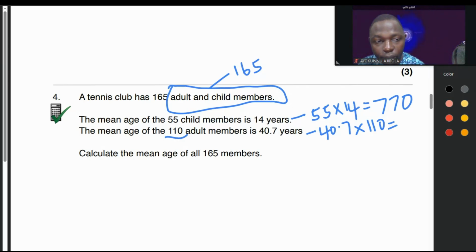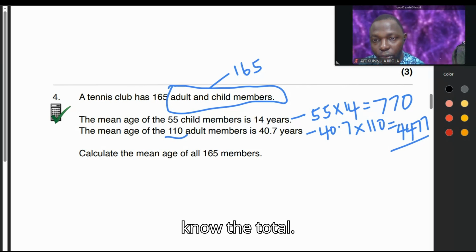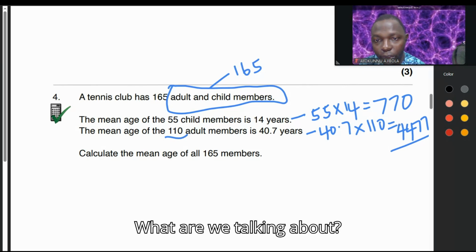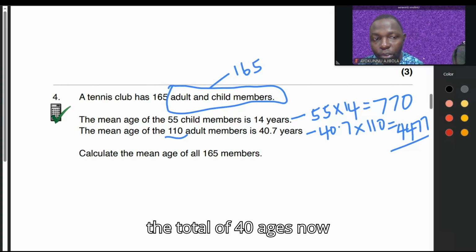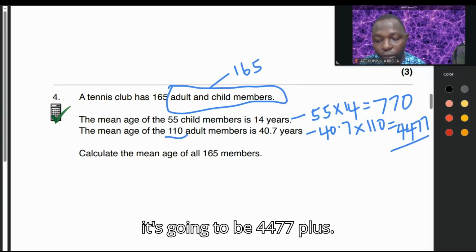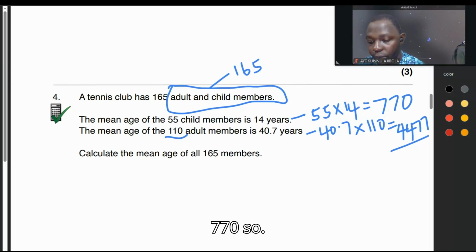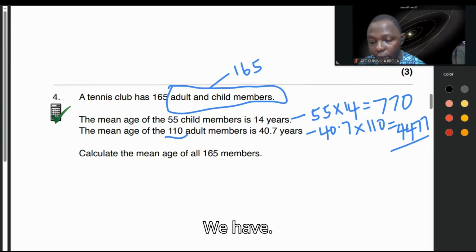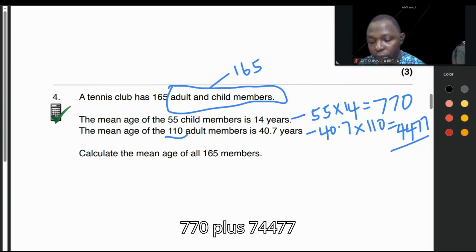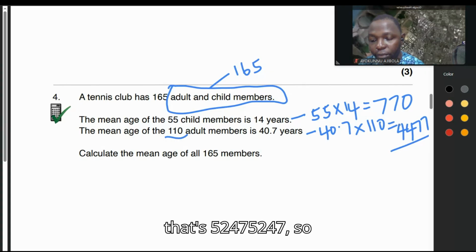So the total of all the ages now is going to be 4477 plus 770. 770 plus 4477, that's 5247.